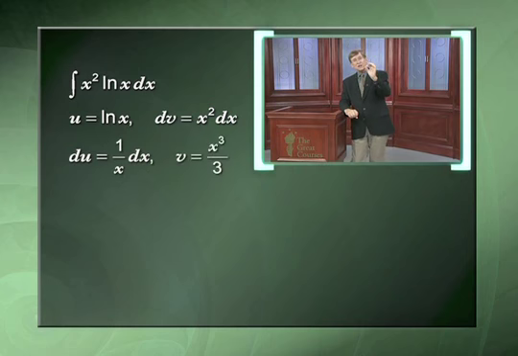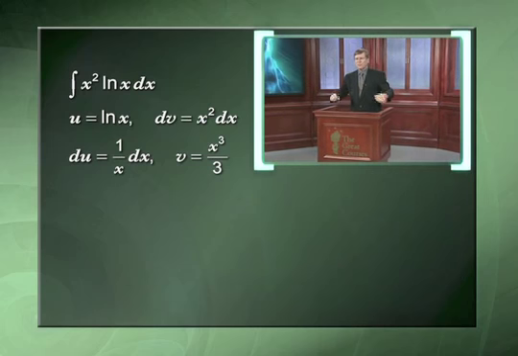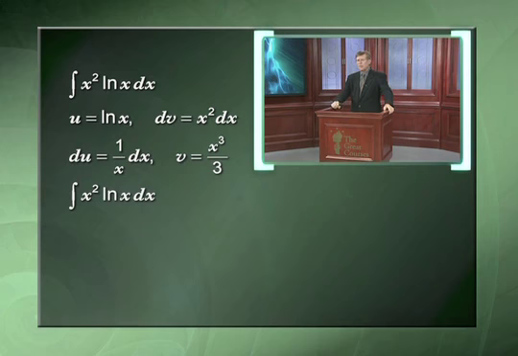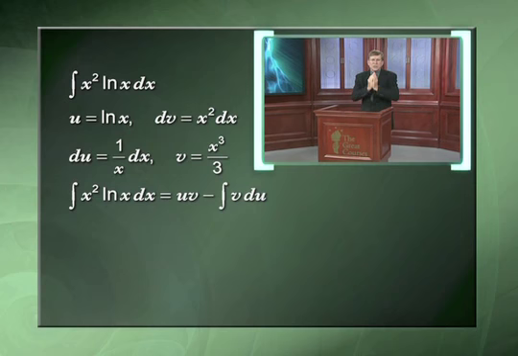And the antiderivative of x squared is x cubed over 3. So my v is x cubed over 3, and my du is 1 over x dx. Good. Plug them into the formula. Here we go. The original problem, x squared log x dx, becomes u times v minus the integral of v du, and we're hoping that new integral is easier to solve.